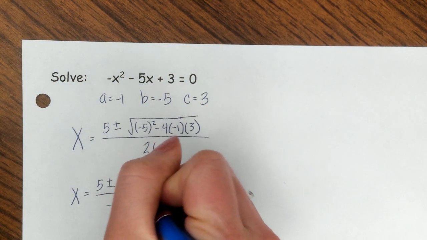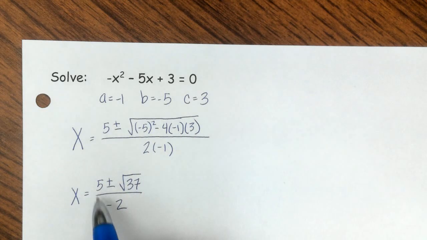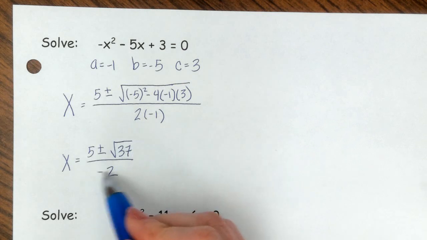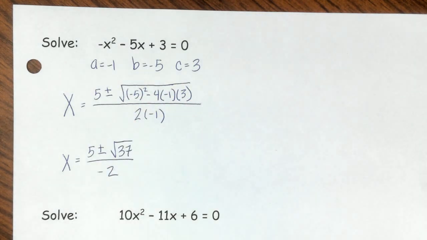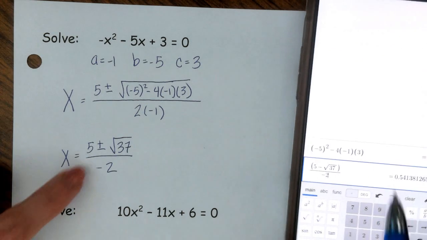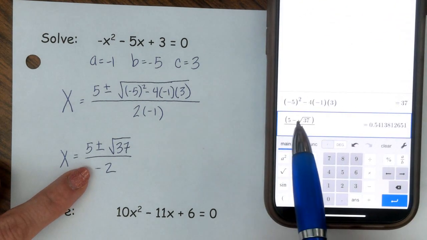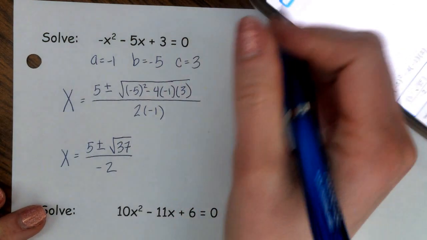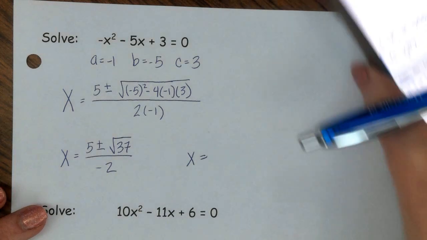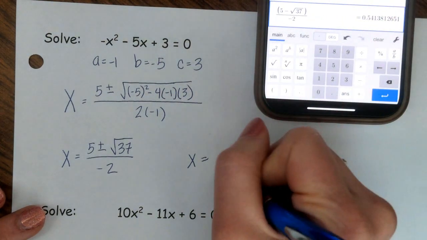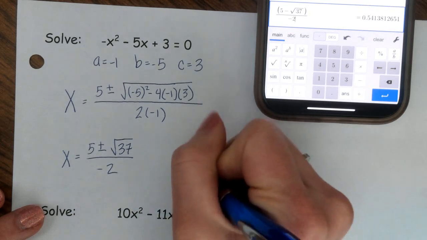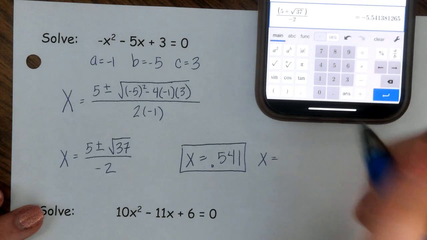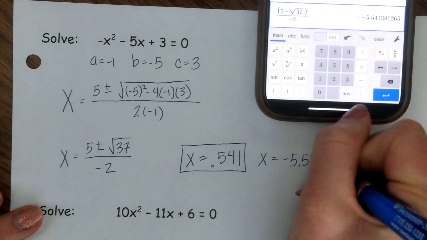So this is the square root of 37. And then you can do negative 1 times 2 in your head. So then what you are going to do is plug in 5 minus the square root of 37 divided by negative 2. So I get x equals, what is that? 0.541. And then negative 5.541.